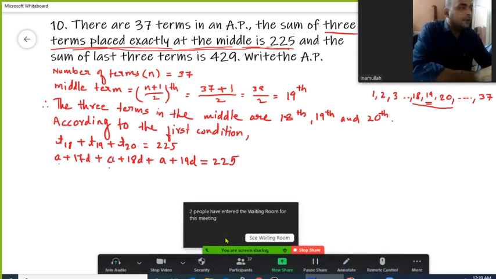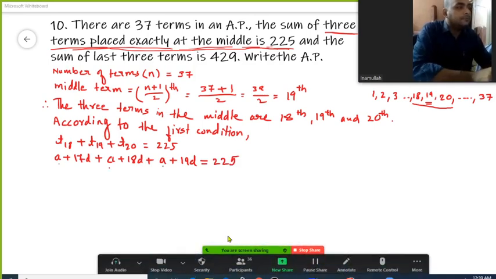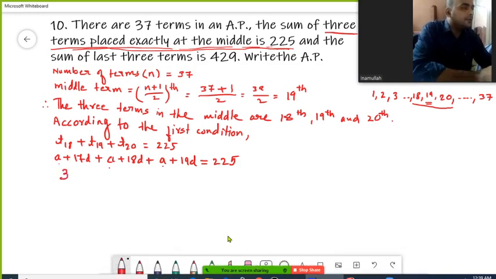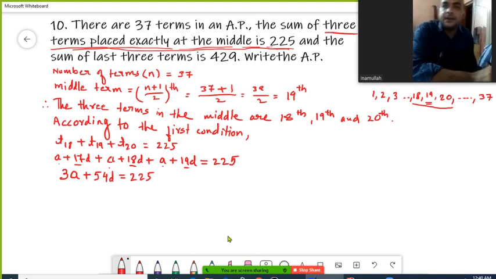A, A, A, 3 times A. So here we can take 3A plus 17, 18 and 19. We need to take the sum of all three. It is 54D, which is equal to 225. And this can be considered as equation number 1.